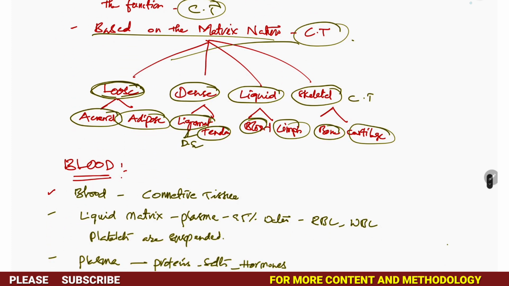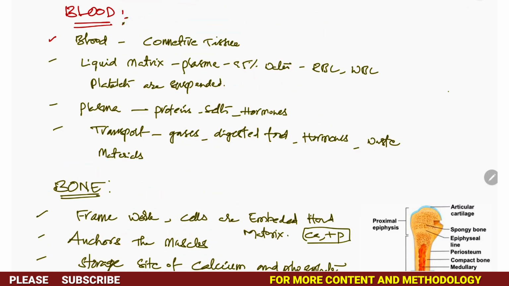The first one is blood. Blood is one of the connective tissues in which a liquid matrix is present. In the liquid matrix, plasma is present. In the plasma, RBC, red blood corpuscles, and white blood corpuscles and platelets are suspended.